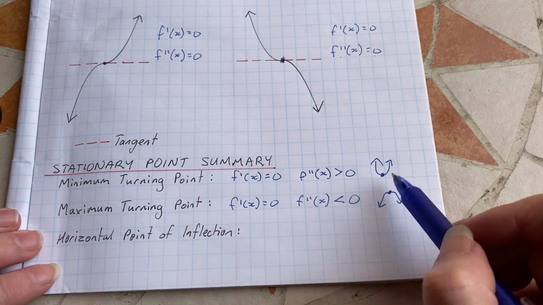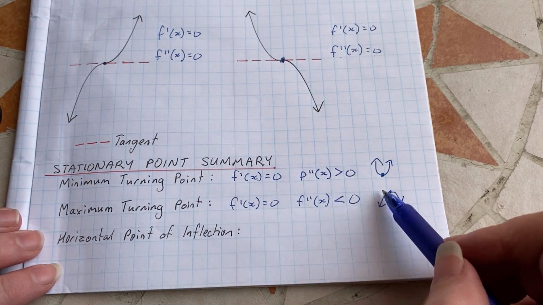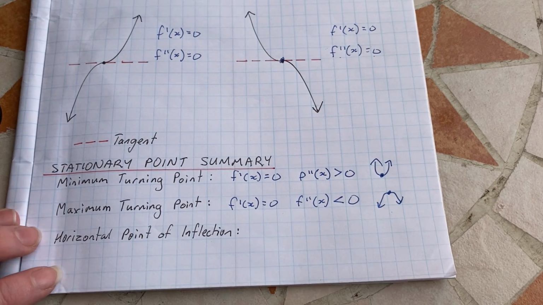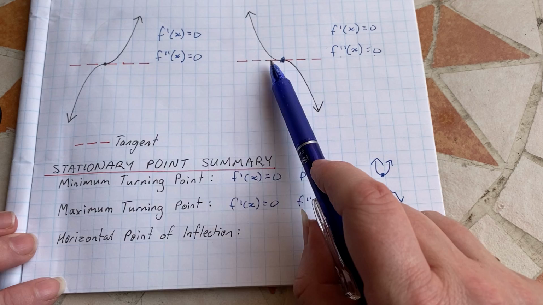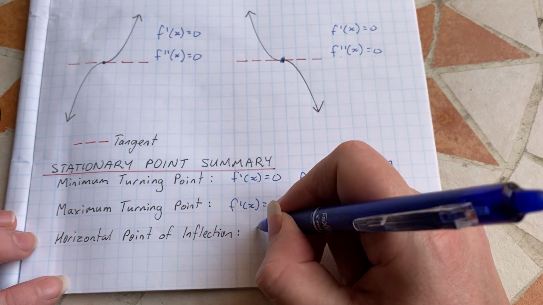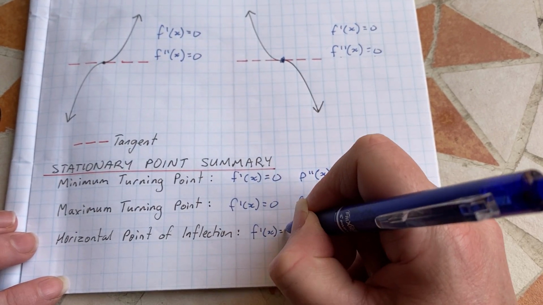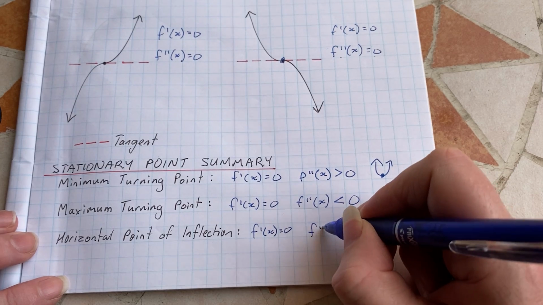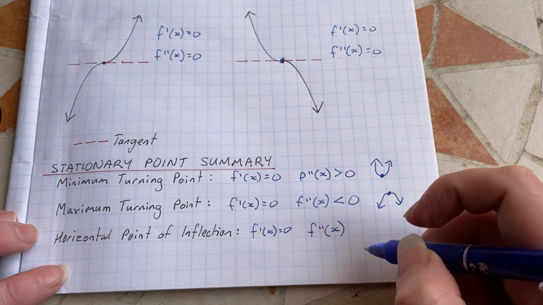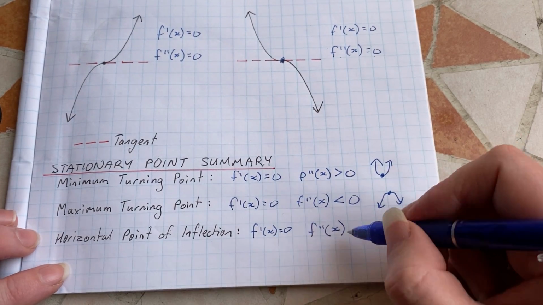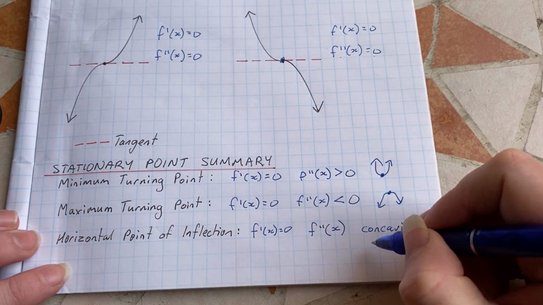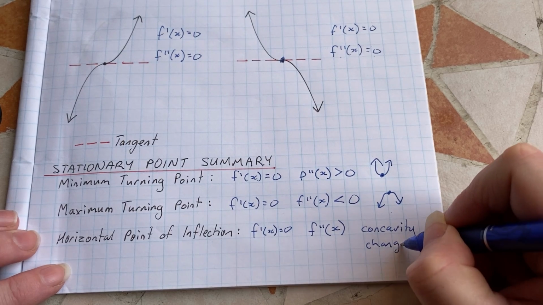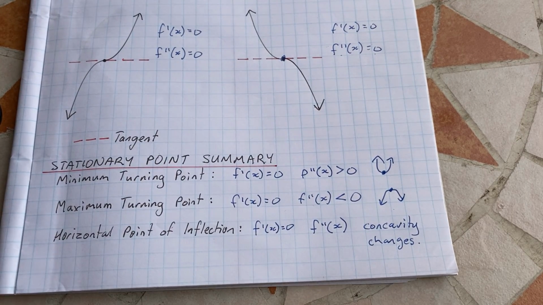Now be careful, people do get this back to front. Always draw the little parabola shape. It will help you, whether it's a minimum or a maximum. And a horizontal point of inflection, which is these two, it's horizontal, so the first derivative equals 0, and the second derivative will be 0 at a point of inflection. Also at a point of inflection, concavity must change, so concavity changes, and we do have to prove that concavity has changed.